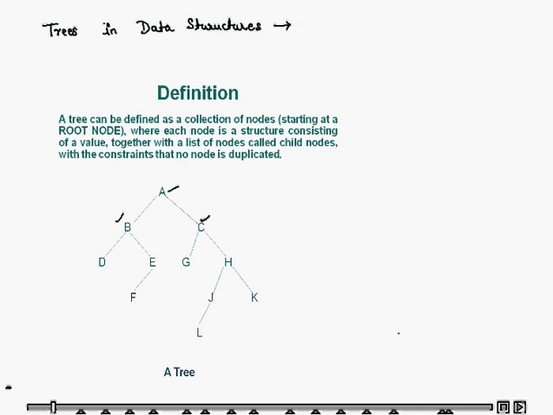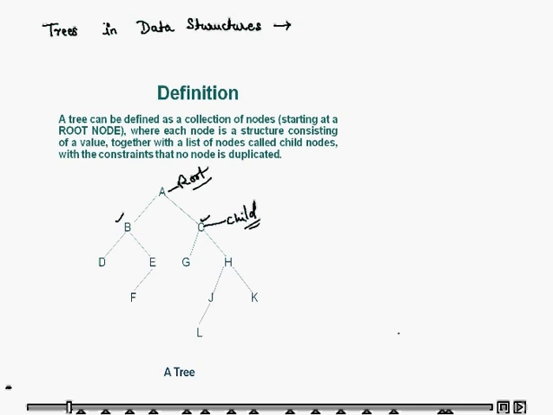The definition states that each node has child nodes. So A has B and C as the child nodes. The root of a tree understandably is A. This is root. It means from A begins this tree, and A has children B and C. B again has two children D and E, and the definition also states that no child is duplicated.